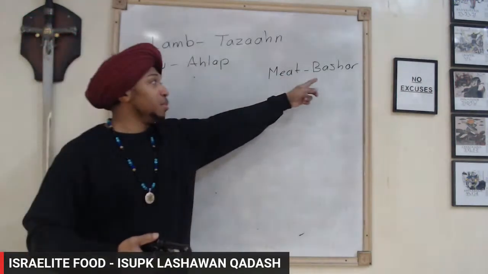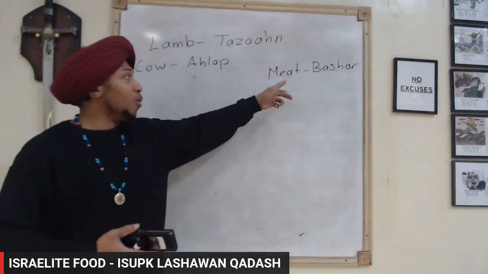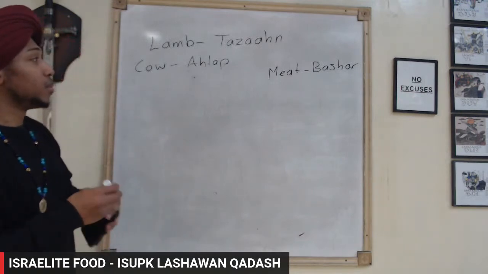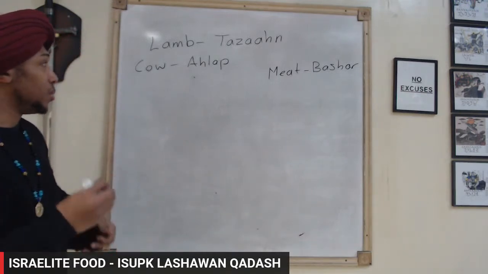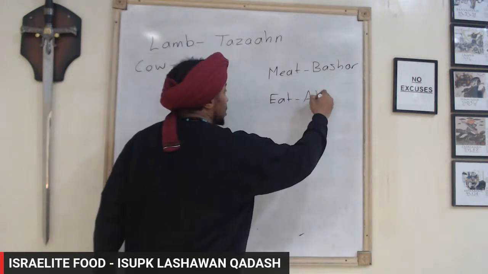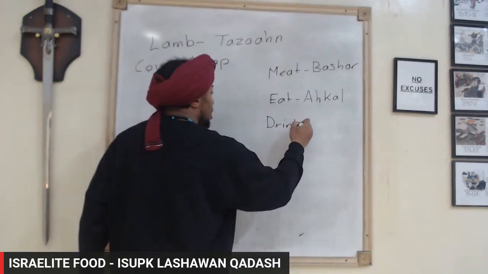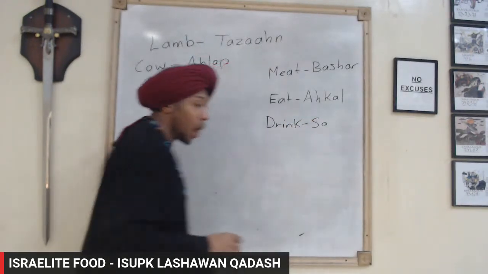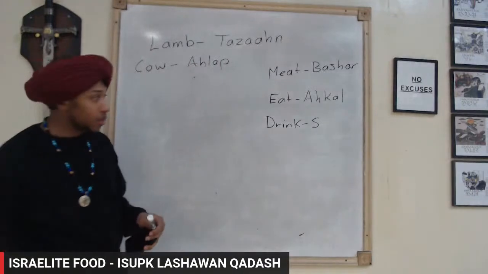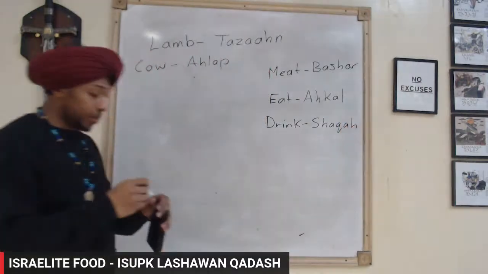All right? Bashar means meat or flesh. Okay? Bashar, flesh, right? So flesh is meat. You see what I'm saying? Good. There's another one I was thinking about. Man. Okay, let's put eat. Eat is kal, right? Drink is shakwa. Okay, shakwa. Okay.